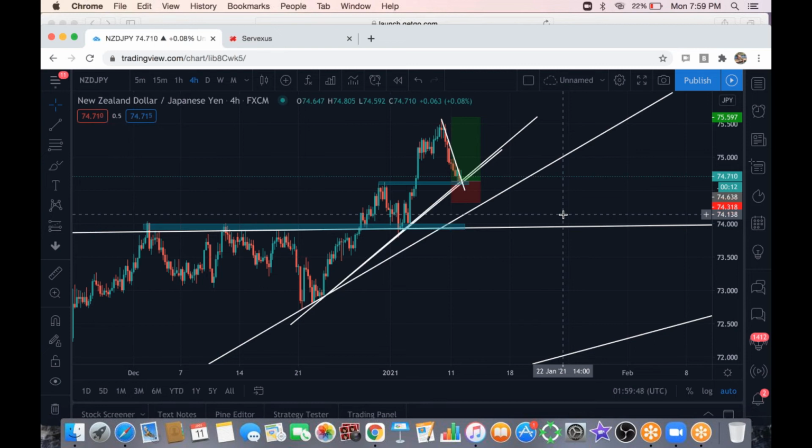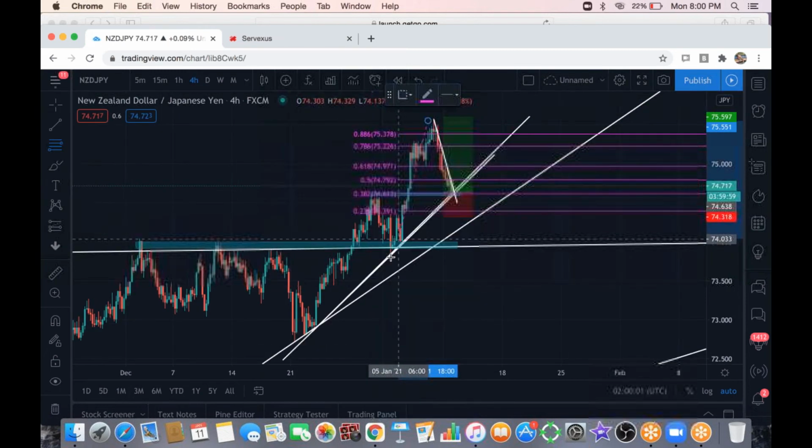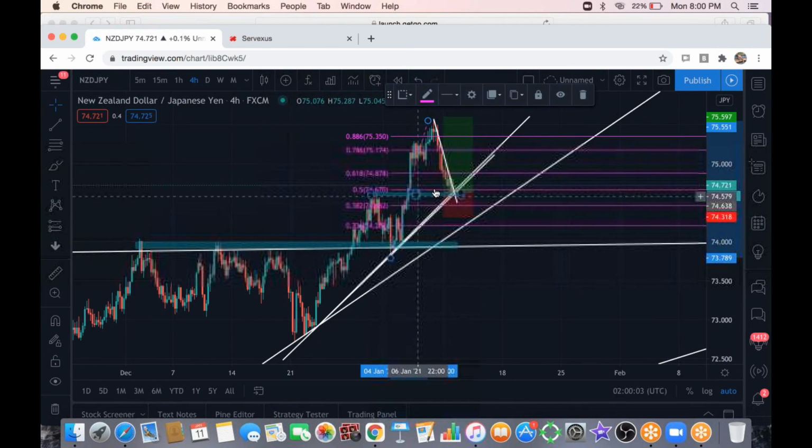And if it doesn't, I don't want you to think that it's wrong, because there's buyer confirmations here, buyer confirmations here, and right there. Watch this. I'm going to pull the fib out right here. Look at this. Right there, the 50 fib. That's the 50 fib zone right there.